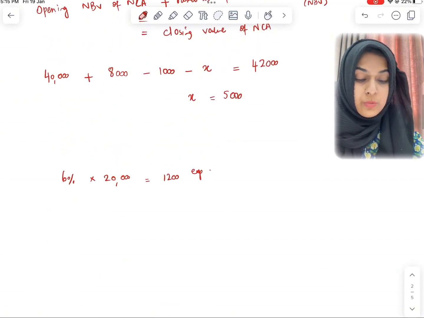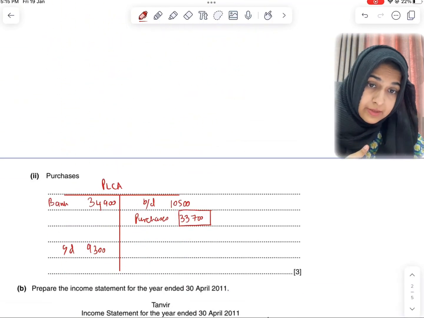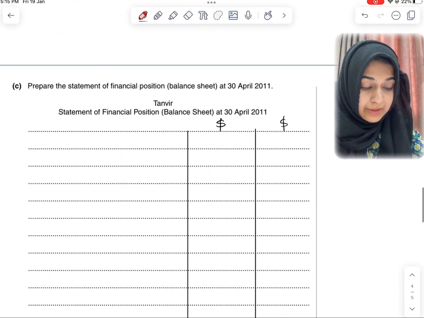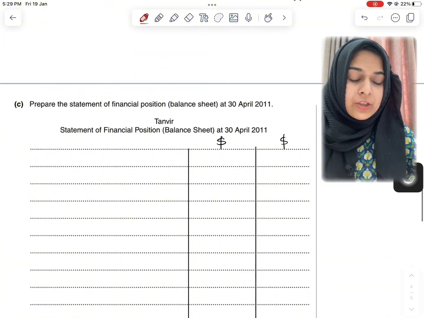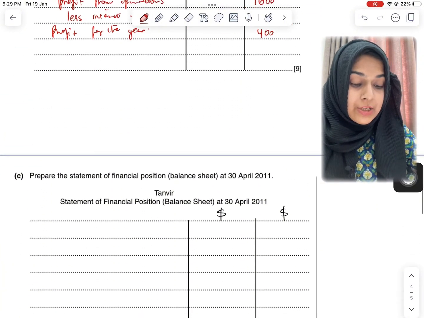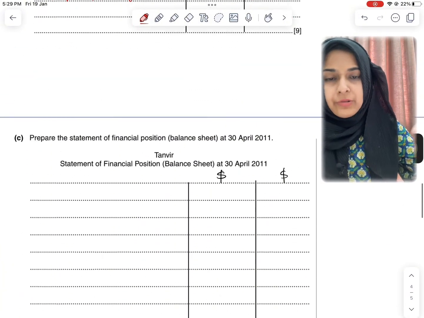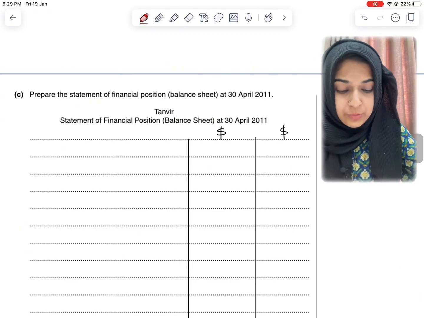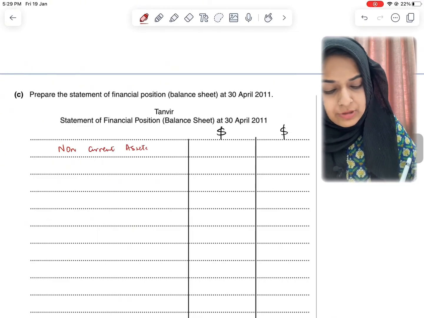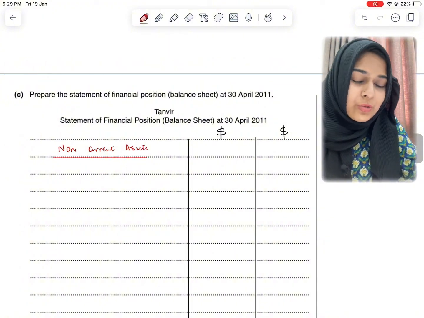So this is how we first completed the information, and then we made the income statement. So guys, in the next part of this question, you need to make a statement of financial position. You guys know already that the statement of financial position is based on the accounting equation. You start with non-current assets, so you write here non-current assets on the top. And you just have one non-current asset, and those are at net book value.